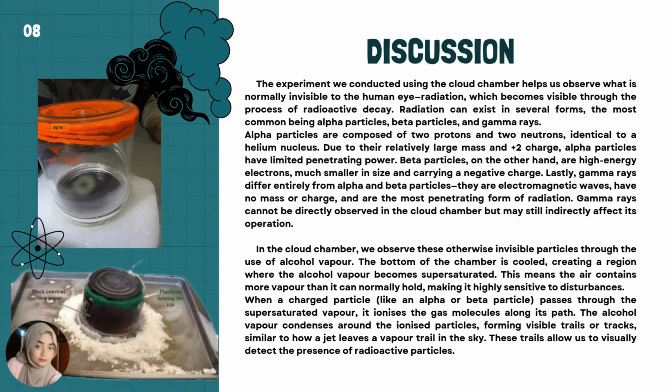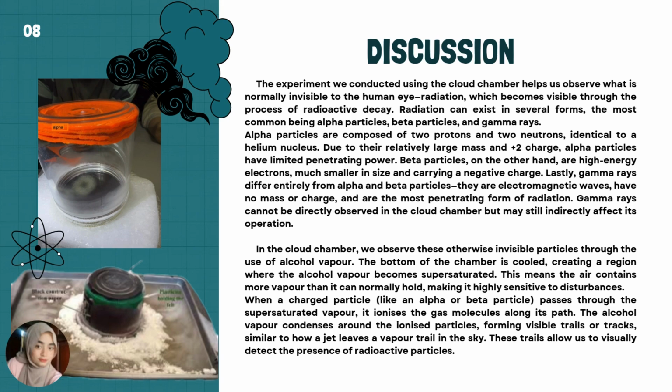Beta particles, which are high energy electron, are much smaller and carry a negative charge, so they move faster and further. Gamma ray are completely different. They are electromagnetic wave with no charge or mass, and they are the most penetrating. They can't be directly seen in the chamber, but they might still affect it in other ways.